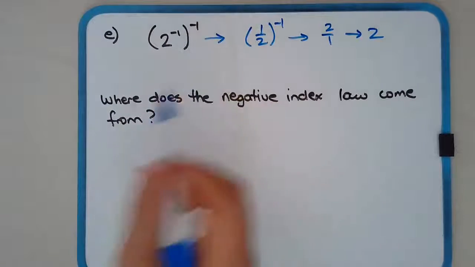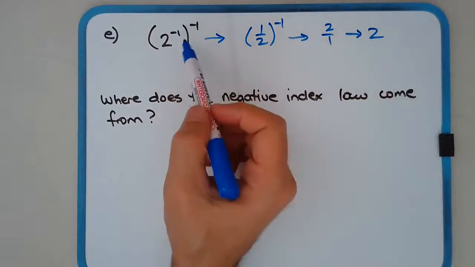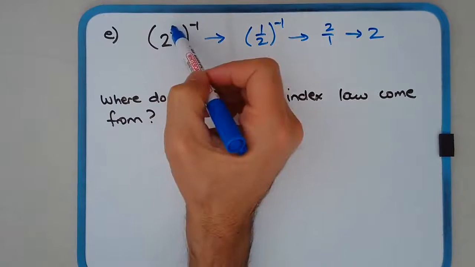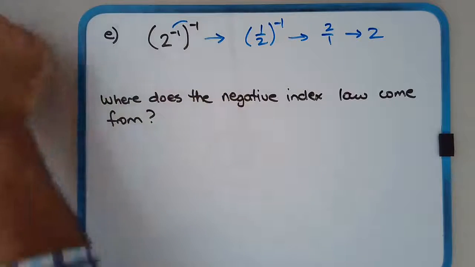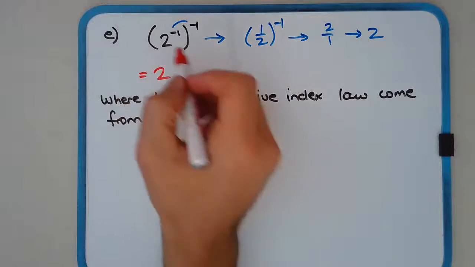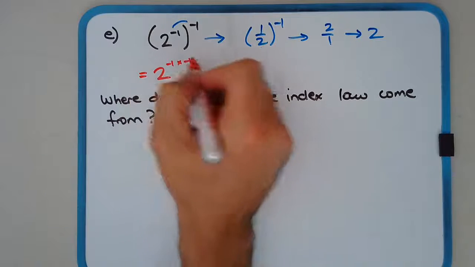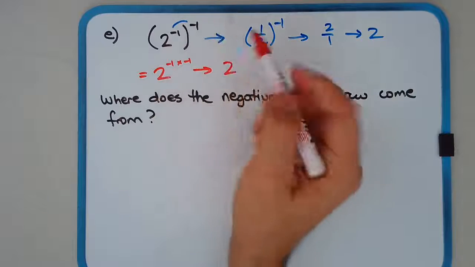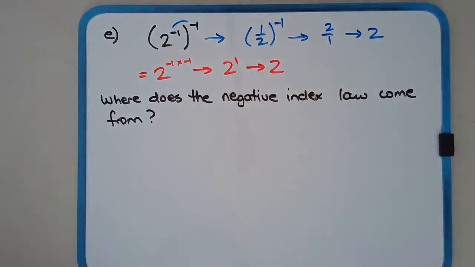Now, how else do we know that this works and we end up getting 2 as an answer? Remember index law number 3, the power to a power. So if you multiply those two powers together, this is really another way to look at it. That's just 2 to the power of -1 times -1, and -1 times -1 is just +1, and that's just 2.